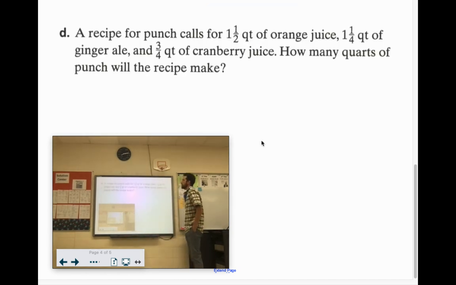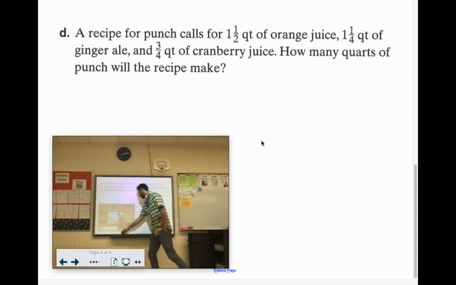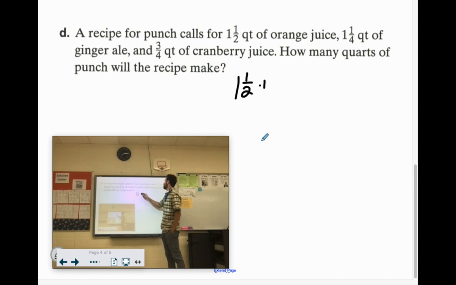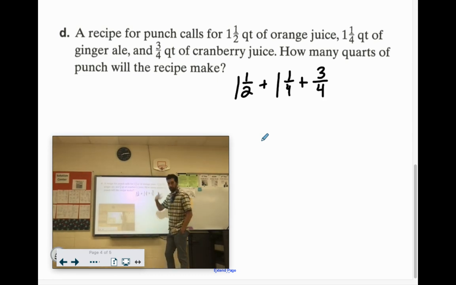The recipe for punch calls for 1.5 quarts of orange juice, 1 1/4 quart of ginger ale, and 3/4 quart of cranberry juice. How many quarts of punch will the recipe make? We're going to have to add all of these. 1.5 plus 1 1/4 plus 3/4. Now, you could get them all to fourths, but I see something here.